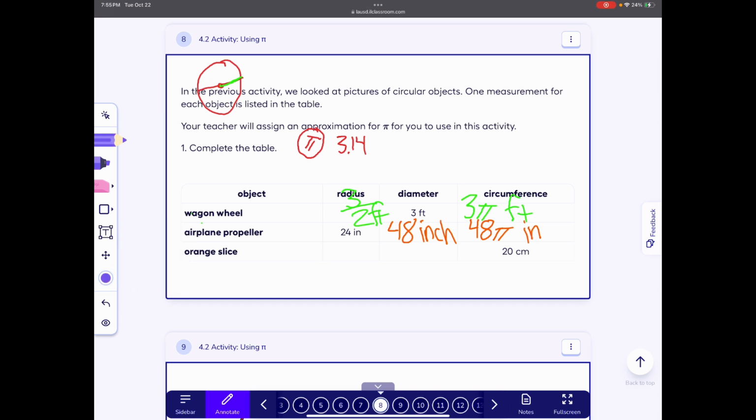Let's take a look at the orange slice. So the table's telling us the orange slice, the circumference is 20 centimeters. I'm going to erase this to give us more room. But we know that the circumference is 20 centimeters. So now we need to go the other way, and if we know circumference, how do we get diameter? Just think about that for a moment. How do you get diameter if you know circumference?